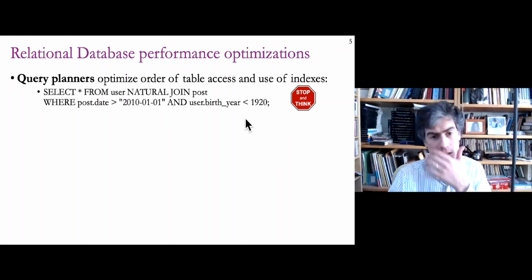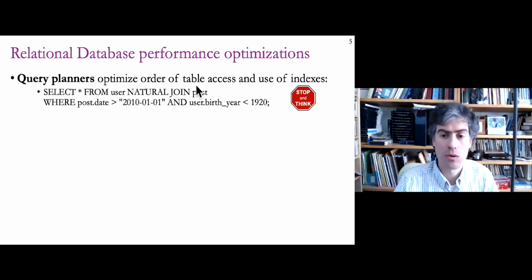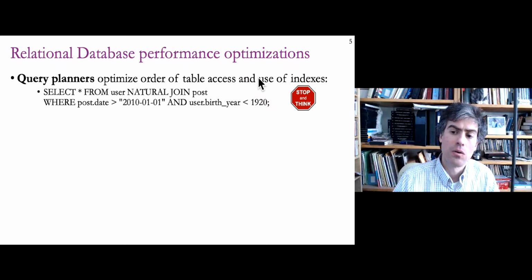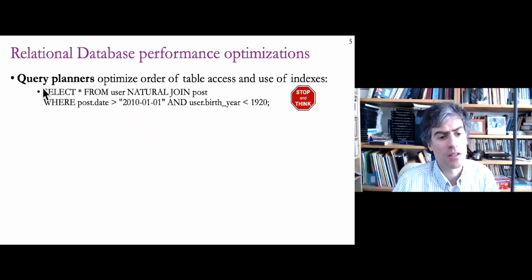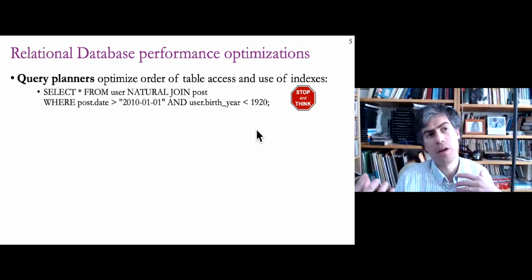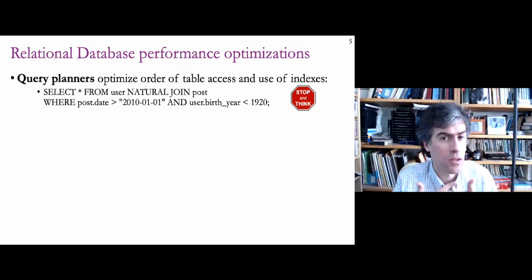But if you take as an example, the purpose of a query planner is to optimize the order of table access and the use of indices, so that when you're executing a query, you do it in the most efficient way. Because actually, a single query could be executed in many different ways sometimes to get the same answer, but some ways will be faster than others.